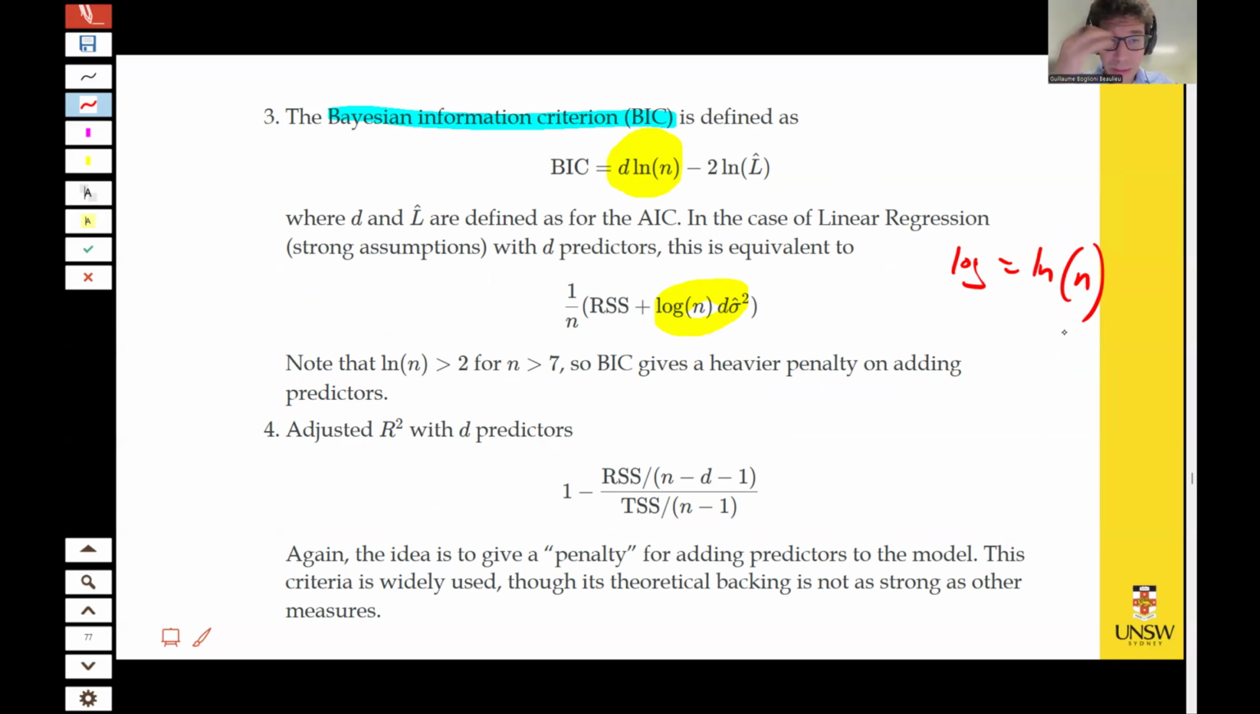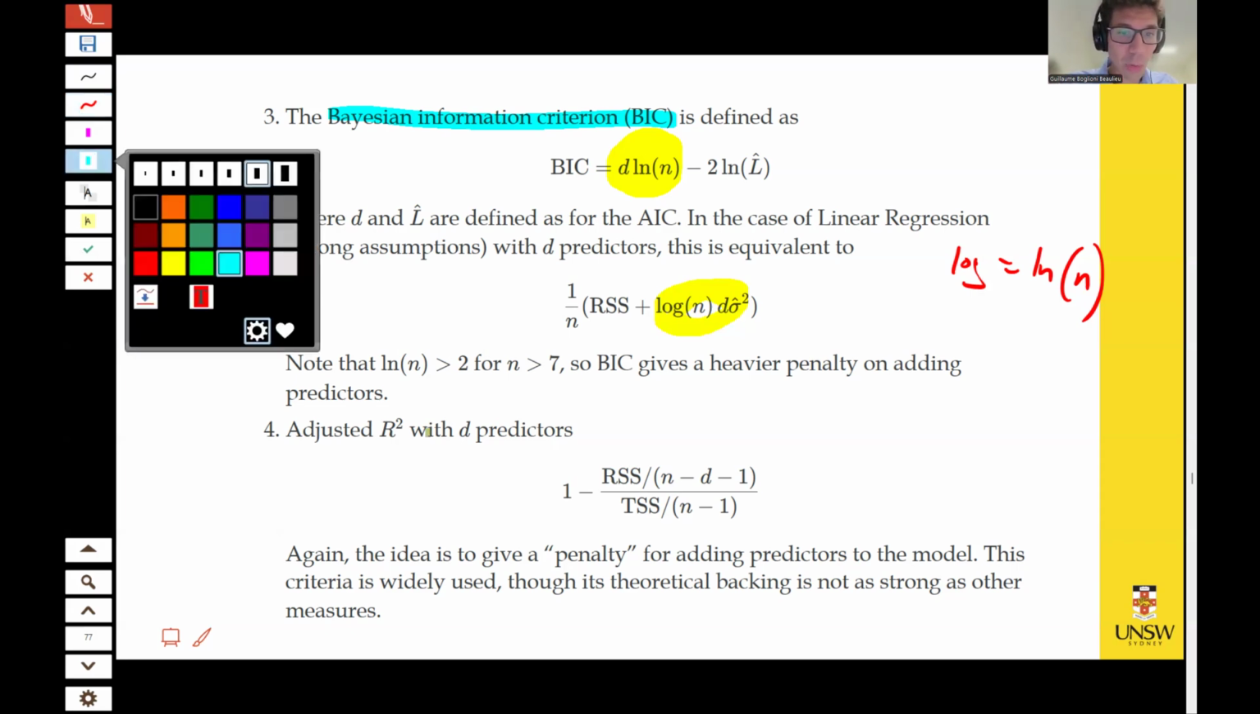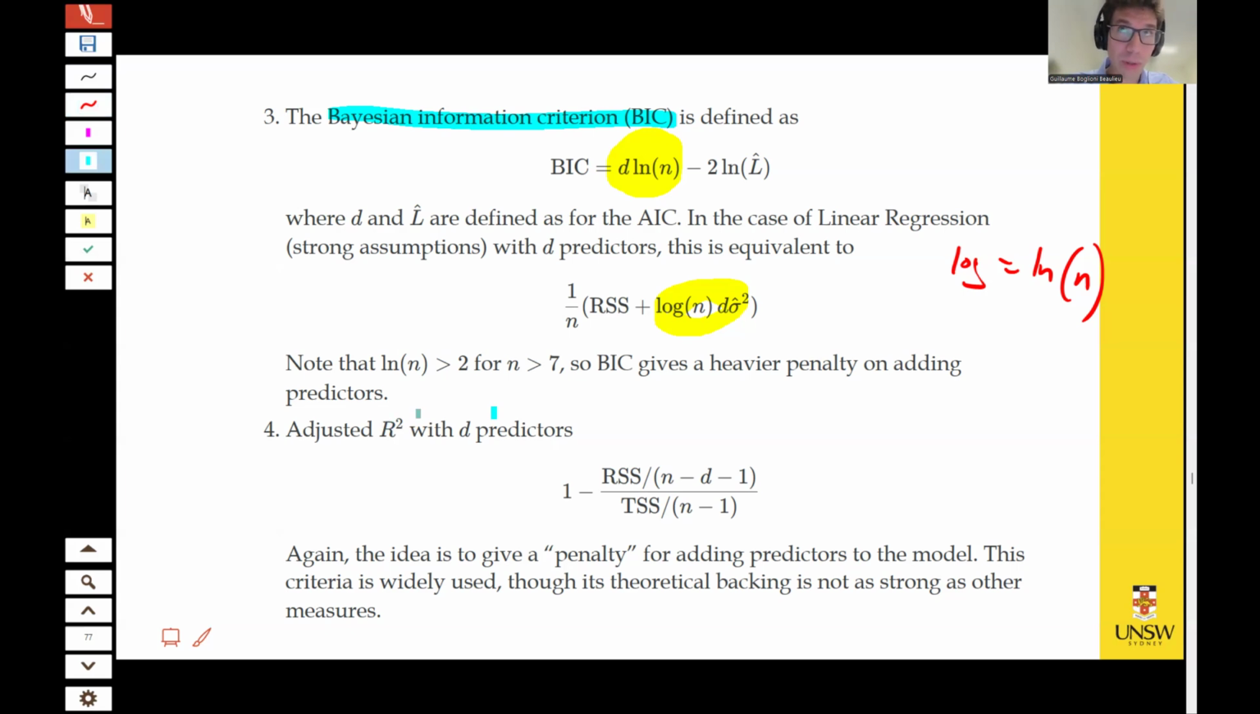And lastly, the so-called adjusted R-square. This is the one you will see in most outputs of statistical packages, R or otherwise. And it's defined like this. It is very similar to the regular R-squared. Recall that the regular R-squared was 1 minus the RSS divided by the TSS.